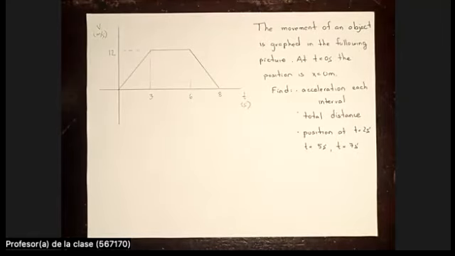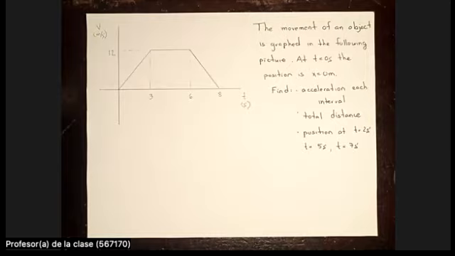Hi. Okay, let's do the following graph on velocity versus time. So the movement of an object is graphed in the following picture. At the initial time, time equals 0 seconds, the position is 0, 2. So we're gonna answer 3 questions. Number 1, which is the acceleration for each interval.